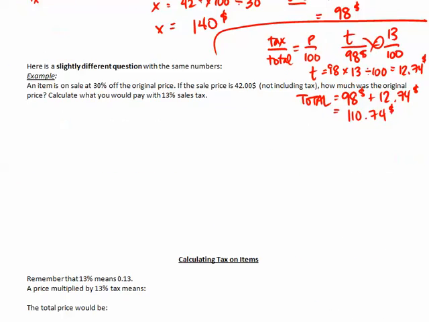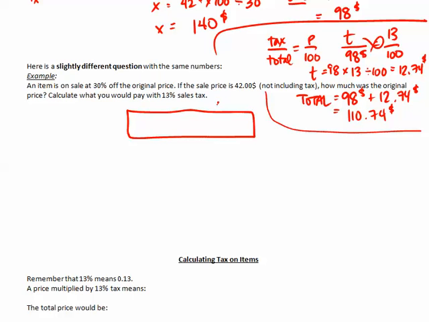Now let's look at a different problem that uses the same numbers. So I'm just going to use a little bit of space here. Now here, an item is on sale at 30% off the original price. If the sales price is $42, not including tax, how much was the original price? Calculate what you would pay with 13% sales tax. Well, again, we can solve this by just drawing, and I have 30% off again. But now it's saying the sale price, that's this amount, is $42. So this was the 70%.